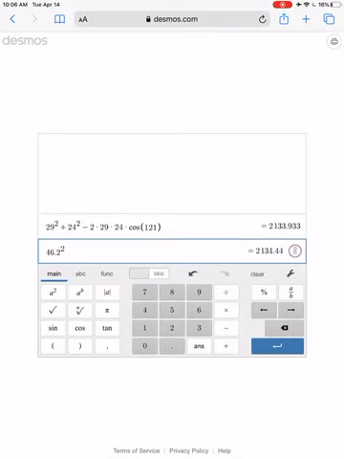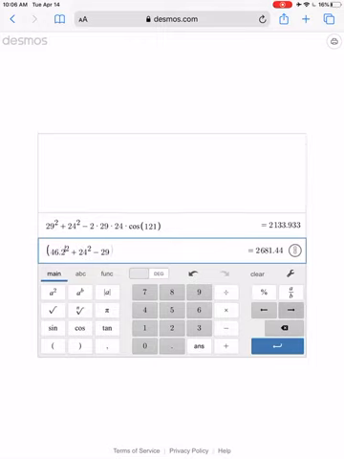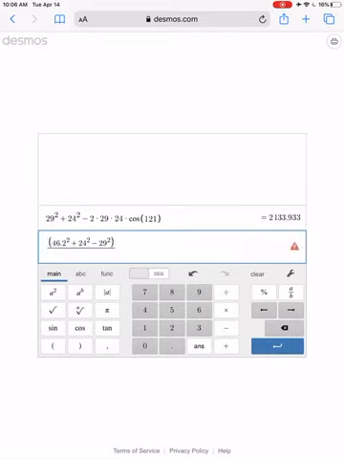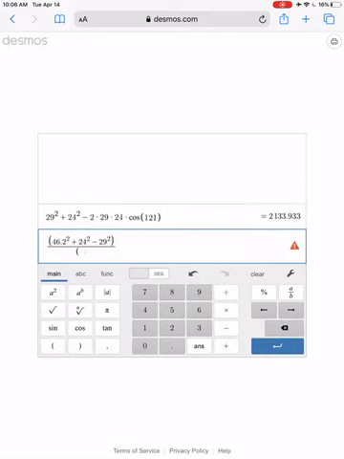46.2 squared plus 24 squared minus 29. Oops. You know what I forgot to do? I need to go back and open parentheses. I was trying to go quickly. If you don't put parentheses, you would just have to do it a part at a time, so just the numerator and then just the denominator and then divide them, but I think this is faster.